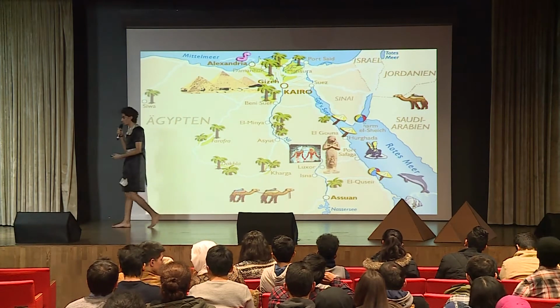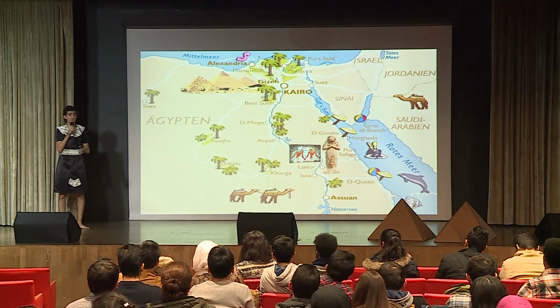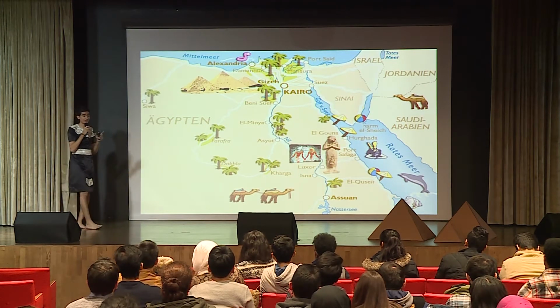Cairo is the most inhabited city in Egypt. In Cairo and Giza only, we have 30 million people living in that area.